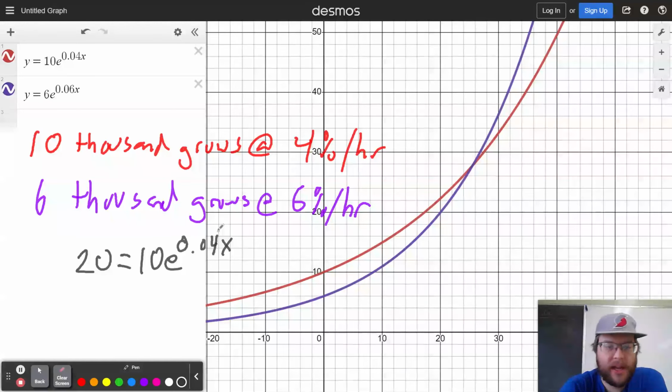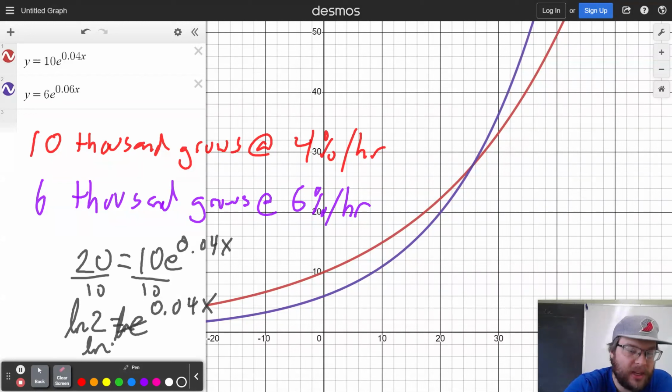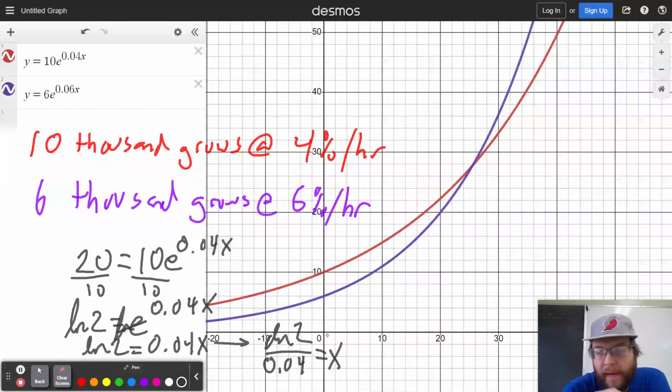And we've seen that, okay, then I can divide by 10 on both sides. This is pretty familiar. And then how do I cancel out a base? Okay, a logarithm cancels out a base. So I want to cancel out a base of e. And so then I just have natural log of 2 is 0.04x, and I can then divide by 0.04. So this is the exact value of where my red graph is going to hit a height of 20. So that's just kind of reviewing what we did in another video.